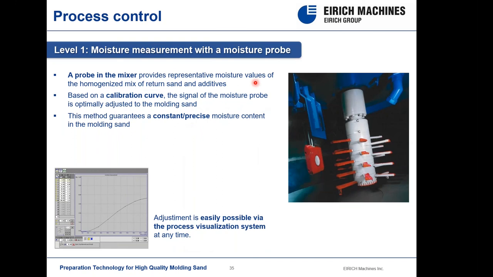So let's go a little bit into each level. We're going to talk a lot about the moisture measurement. As you see here in the picture on the right, you see the moisture probe going into the mixer. Based on a calibration curve, the signal will give us a very accurate measurement of the sand before going into the mixing process. This method guarantees a constant and precise moisture content in the molding sand. Adjustment is easily possible via the process visualization system, so we will be able to see this in the PLC of our mixer. And we will be able to have some measurements and do some quality control of the water content.